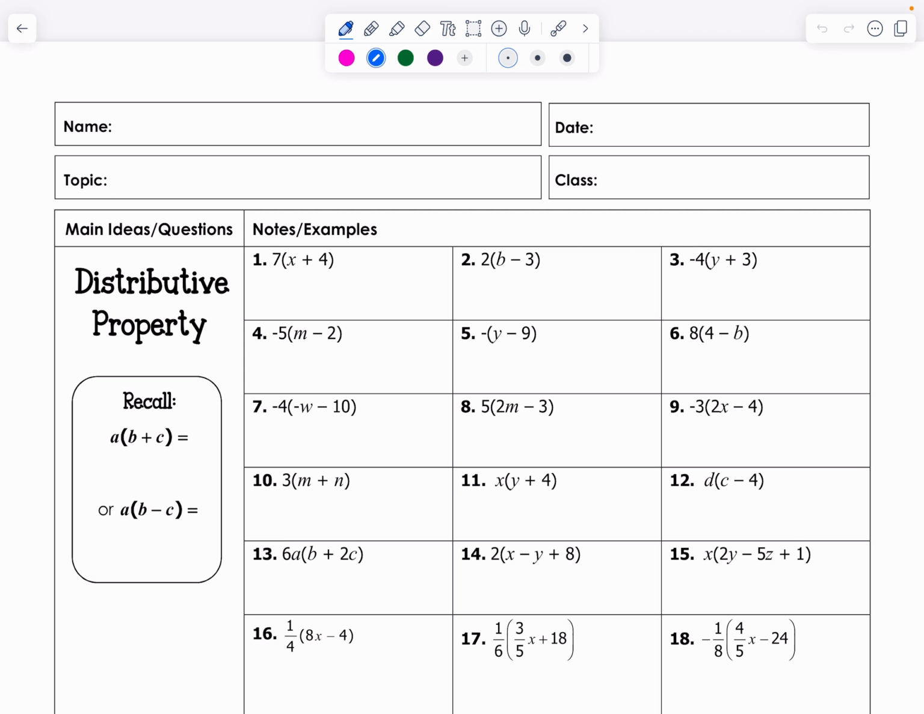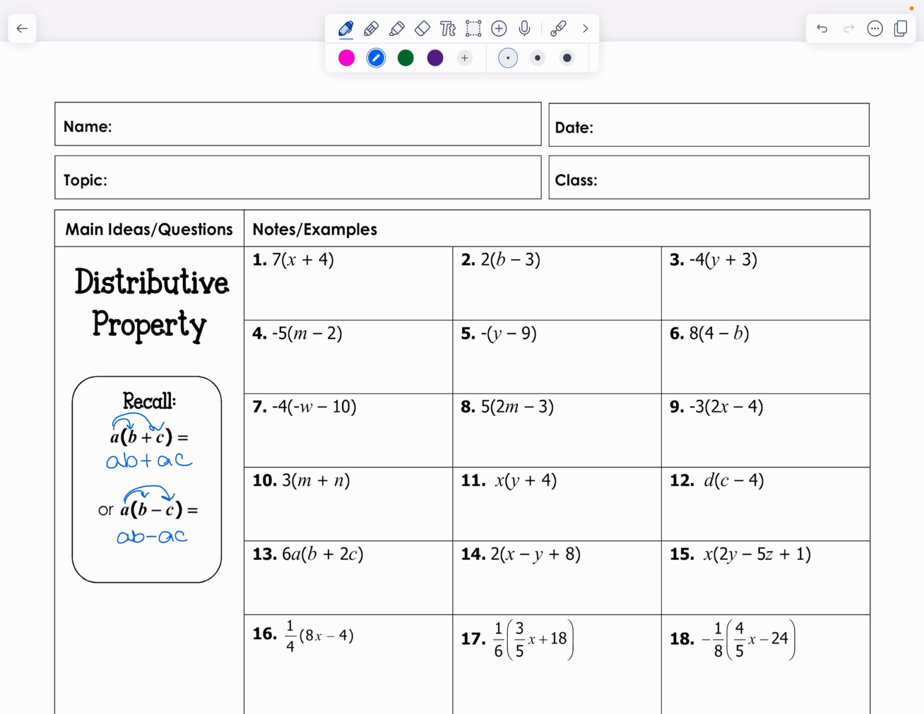Okay, so let's do some distributive property. In class, we didn't really do all of them, but remember that the distributive property is ab plus ac, or ab minus ac. Okay. So, I just did a handful of these.